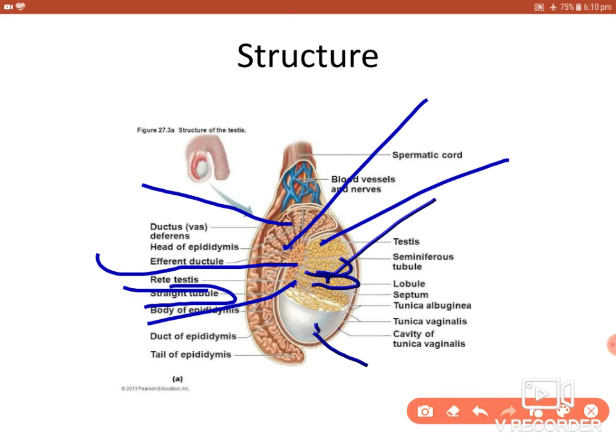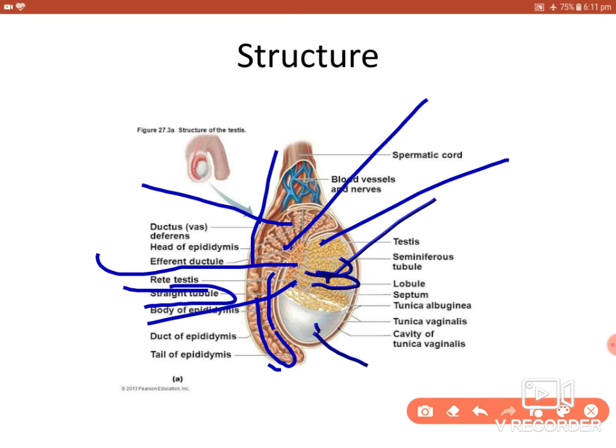From there, it gets matured and acquires motility. Then to the body, here the tail, then to the vas deferens. Then it opens into the prostatic part of the male urethra, the prostatic urethra. That's about the lobules, seminiferous tubules, rete testis, efferent ductules.